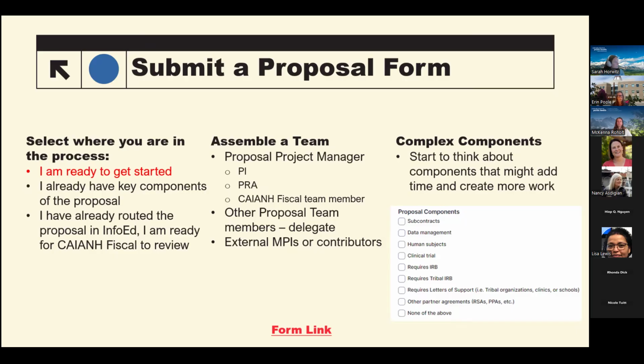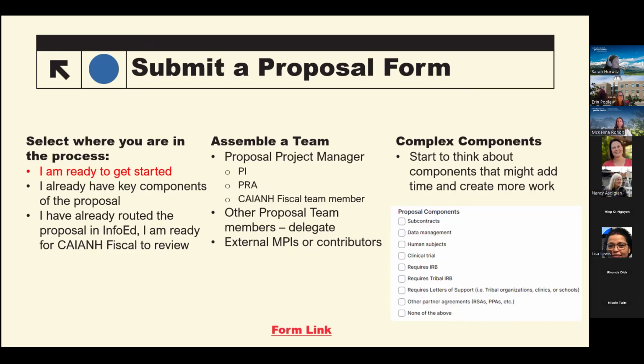However, you may choose not to engage the fiscal team in the planning process. So minimally, we would need to be involved before it's sent to OGC for review, which we're going to get into here shortly. The Smartsheet proposal form also helps you assemble a team for your grant proposal if you get in touch with us early.